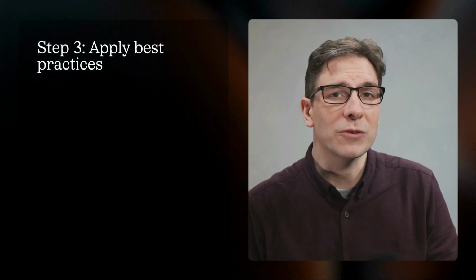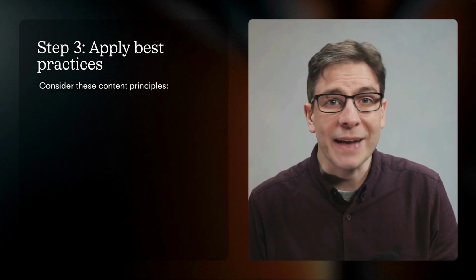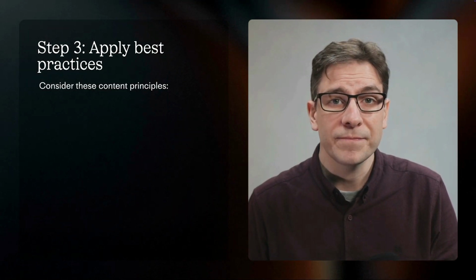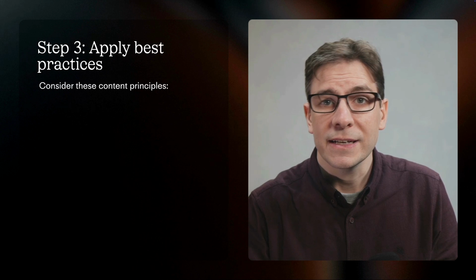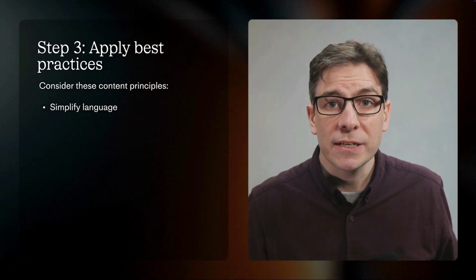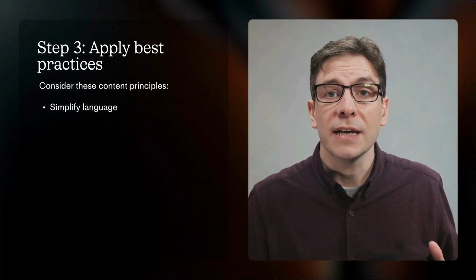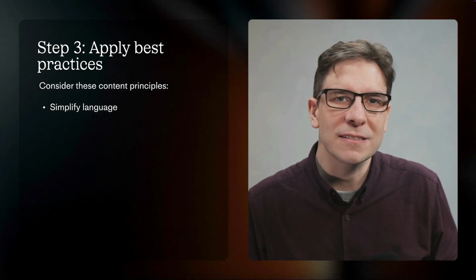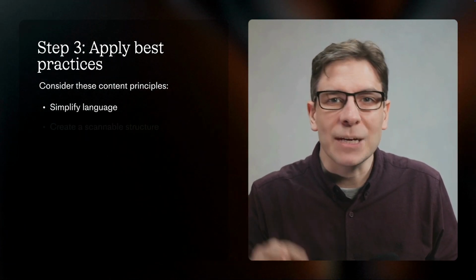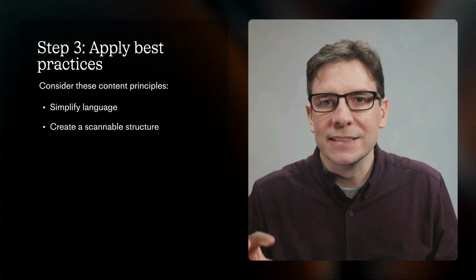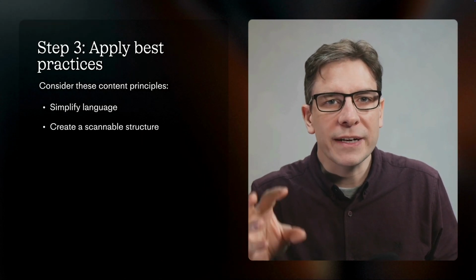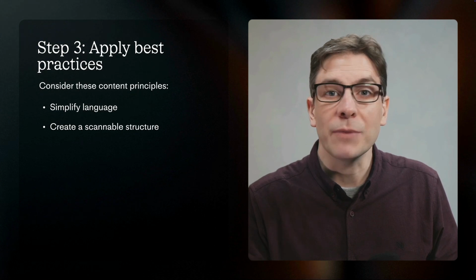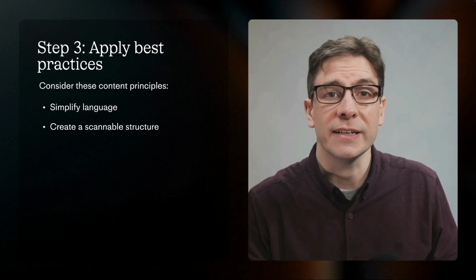Now, let's look at some best practices for your content. Based on hundreds of real-world deployments, here are the principles that make the biggest difference for your content. The first thing is to simplify your language. Be clear, precise, and unambiguous. Overly technical content can lead to poor answers. And you should use a scannable structure. Headers, lists, and bullet points, and stick to one key idea per section. This makes it much easier for AI and humans to read.